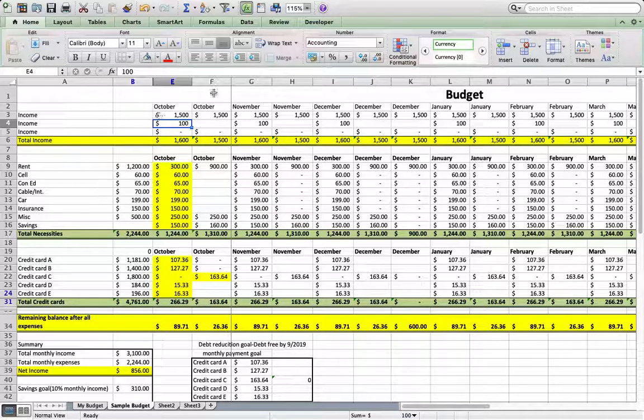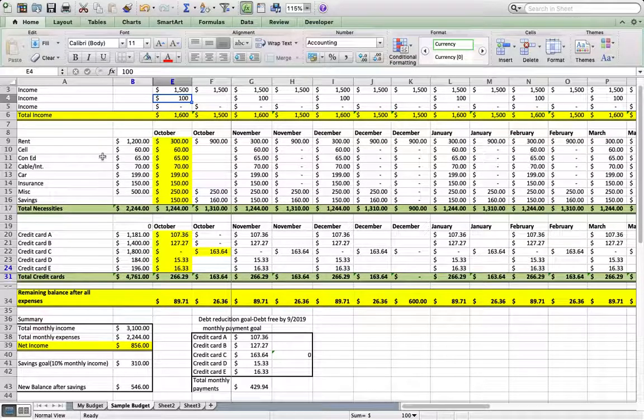After you list out your income, you need to list out your essential expenses. Now, everyone's expenses are different. Everyone's essential expenses are different. For this person, they have rent, they have a cell phone, they have a light bill, they have the cable bill, they have a car note, they have car insurance, and they have miscellaneous items.